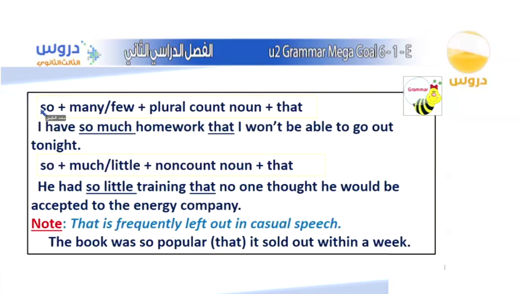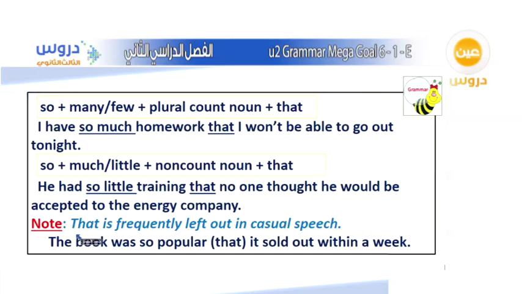What about this sentence? I have so much homework that I won't be able to go out tonight. The form is so many, few plus plural count nouns plus that. Finally, we have so much and little plus non-count nouns plus that. You can say, he had so little training that no one thought he would be accepted to the energy company.